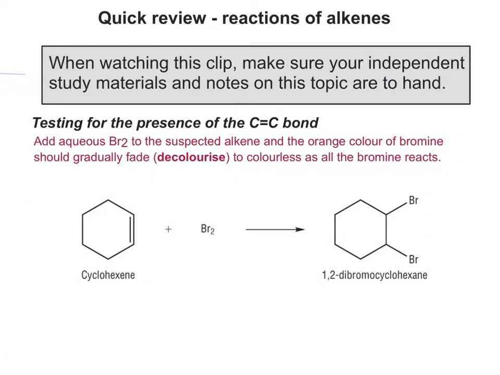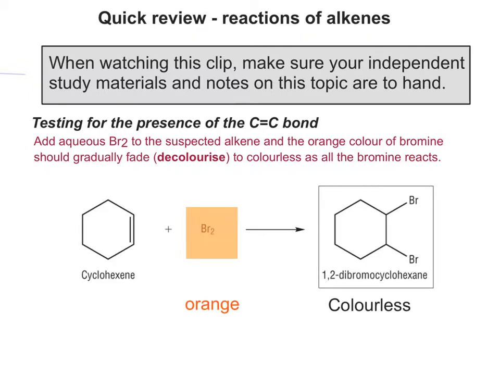So to test for the presence of the carbon-carbon double bond is a very simple laboratory functional group test. You add aqueous bromine water to the suspected alkene, and the orange colour of the bromine should gradually fade to colourless as all the bromine reacts.